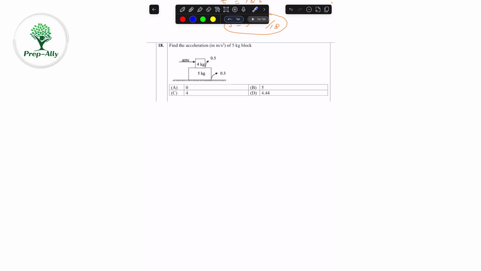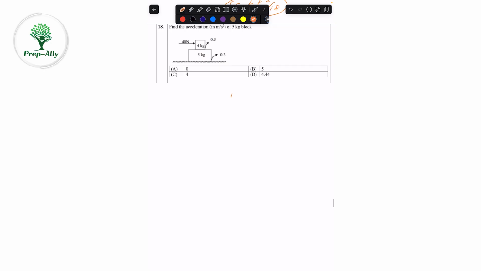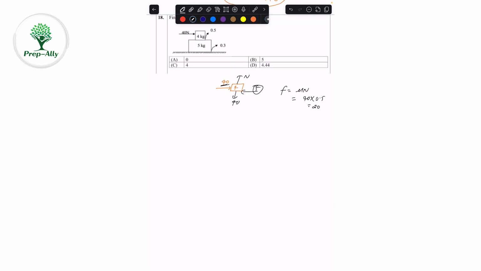We are going to solve question number 18 from the exam. In this question it says find the acceleration of the 5 kg block. The friction coefficient here is 0.5, here is 0.3, this is the 5 kg block, and the 4 kg block is applied with 40 Newton of force. For the 4 kg block, this force is 40, the downward force is also 40, the upward force is normal, and in this direction friction will be available. For the maximum value of friction, F is equal to mu into N, which is 40 into 0.5, which is 20 Newton. That means because of this 40 it will move surely, but this friction will also be applicable on the 5 kg block.